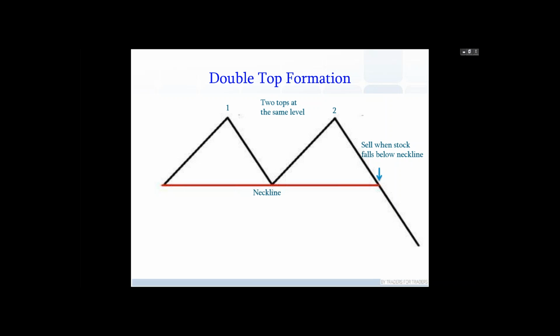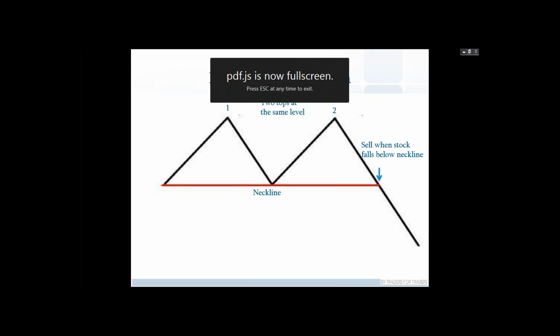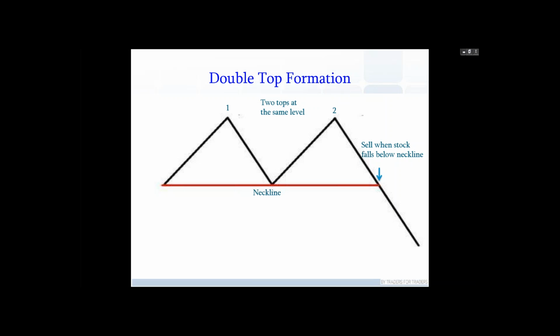So as you can see, this is a pattern which is known as the double top formation. In the double top formation, a stock makes a top two times at almost the same level, which shows that the stock is getting resistance at the same level multiple times. So that is a signal that the stock could be bearish.